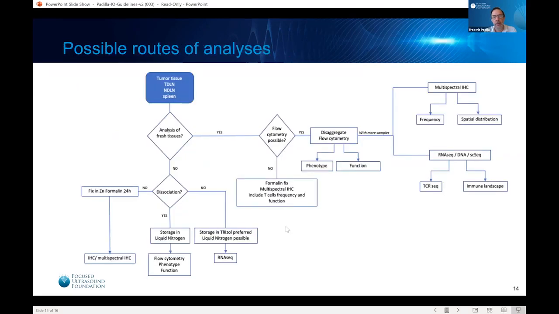And this is the flowchart that, again, you can find in our recommendation on what we suggest for the analysis. But basically, if you can, analyze fresh tissues from tumor-draining lymph nodes, non-draining lymph nodes, spleen, flow cytometry, phenotype function, IHC, especially for spatial distribution, RNA-seq, especially for TCR sequencing.